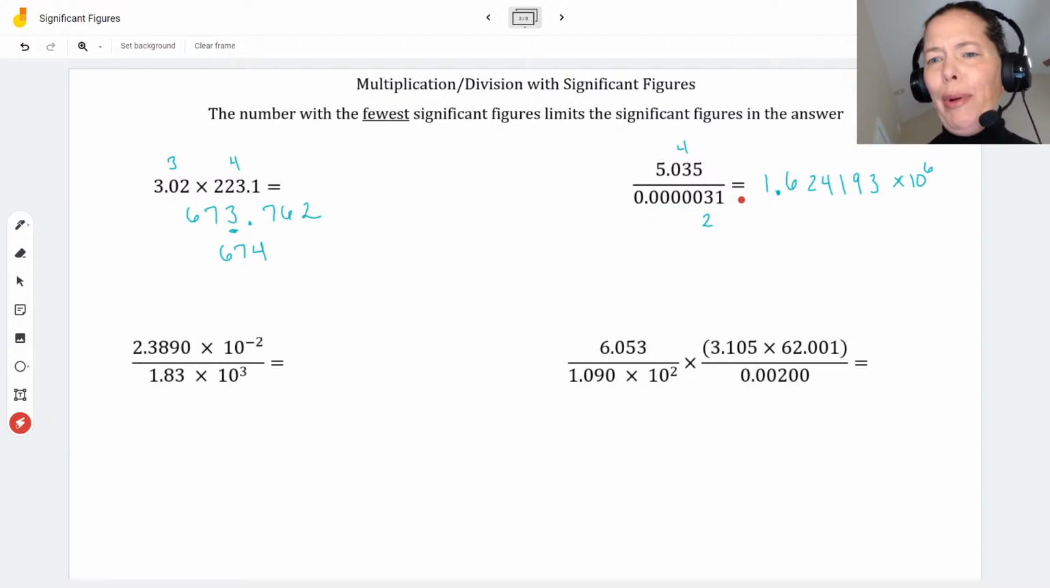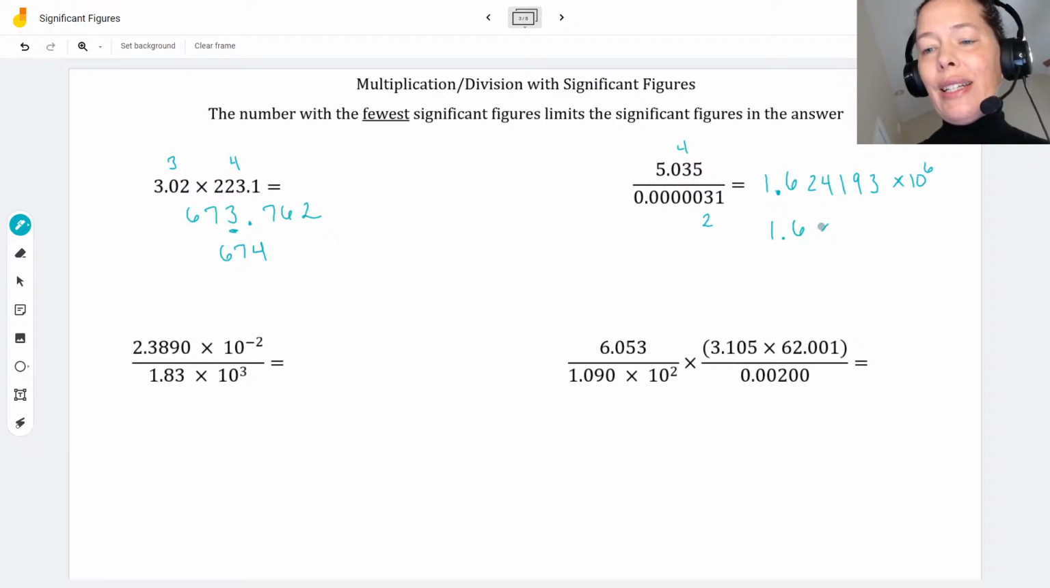Okay, so to our problem, this number is going to limit us. We should go to 2 sig figs only, not this massive amount that the calculator spit out. So my final answer is actually 1.6 times 10 to the 6. Okay, questions? All right, good. I think we're set. Let's keep going with this.